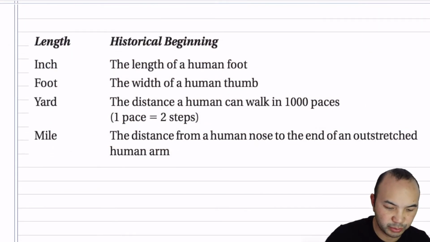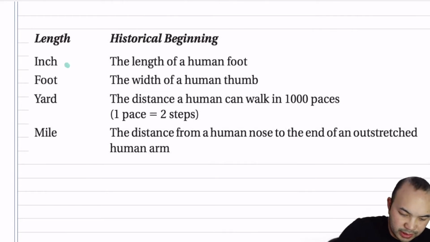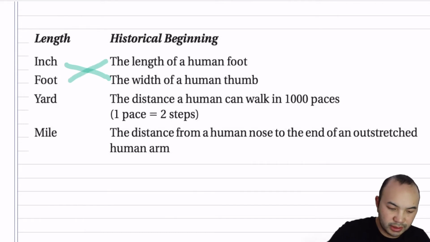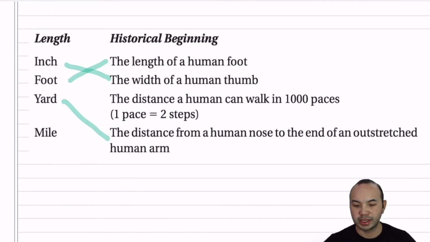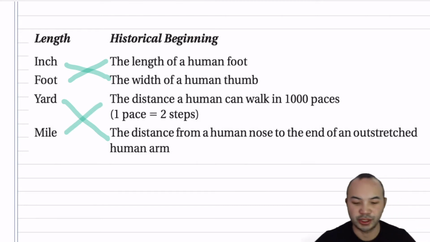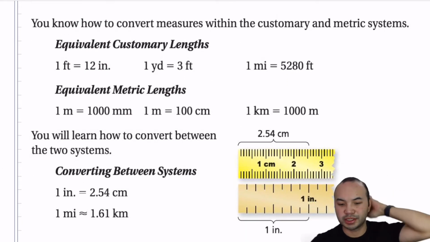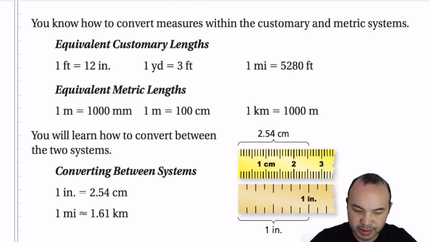Let's talk about the history and where these customary words came from. An inch is about the width of a human thumb. The foot is about the length of a human foot. A yard is about the distance from a human's nose to the end of an outstretched arm, so that's about 3 feet. And a mile is the distance a human can walk in 1,000 paces, where 1 pace is about 2 steps. That's the origins. So you should know how to convert measures within customary and metric systems.